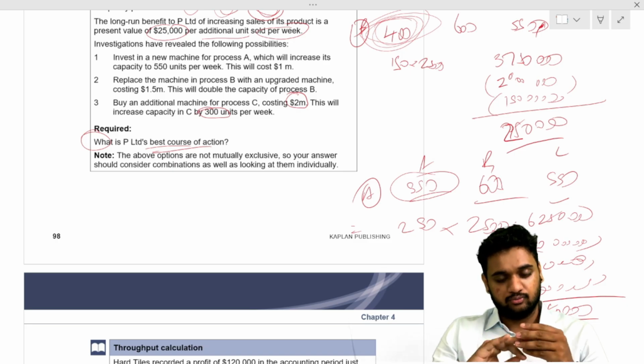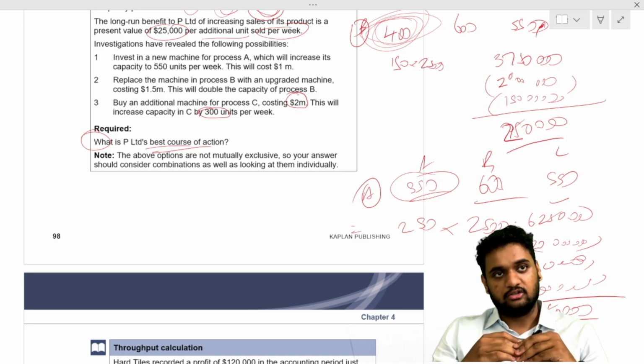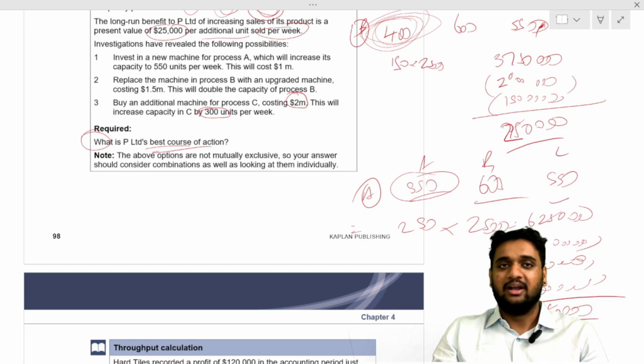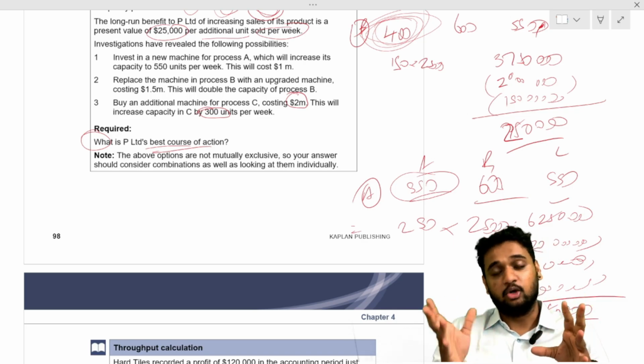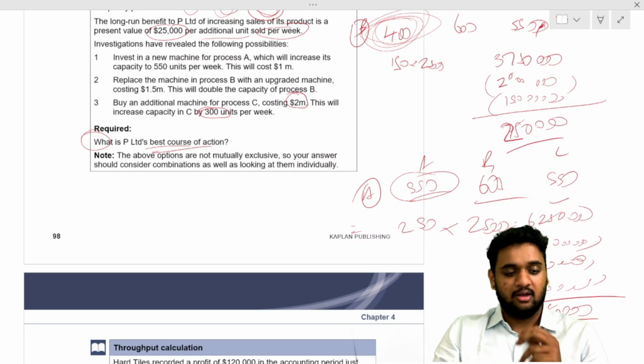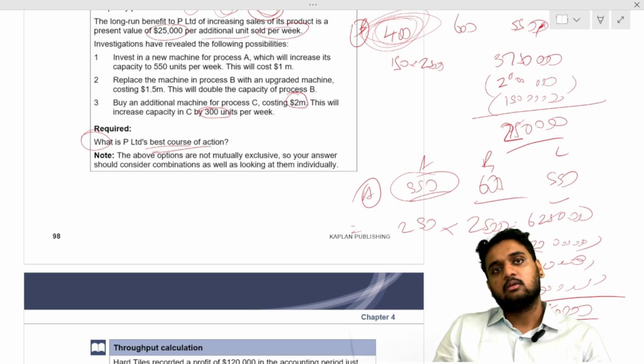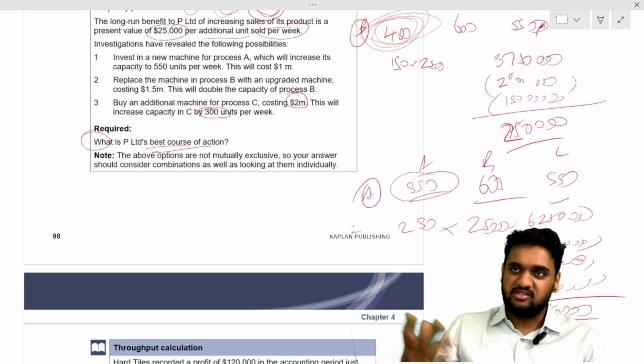Understood all of you? Yes or no? That is what we will do in this question. The best course of action is to buy machine A, B and C together. Not only C, not only B and C, but to buy A, B and C together. Will we buy only machine B? Why? Our C will be a limiting factor.